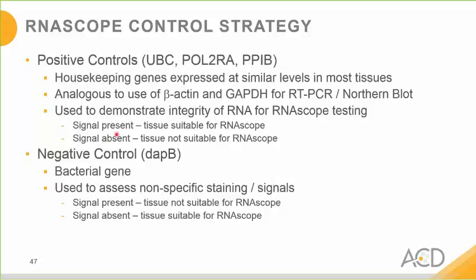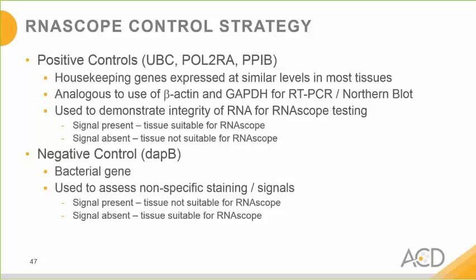So in general, if signal is present, in other words, if there are chromogenic dots present in the assay performed with the positive control probe, tissue is suitable for RNAscope analysis with a target probe, whereas if the signal is absent, the tissue is generally not suitable for RNAscope. It indicates that the RNA in that particular tissue specimen is likely to be degraded or compromised in some way, such that proceeding with that tissue for a target probe assessment is not worthwhile.